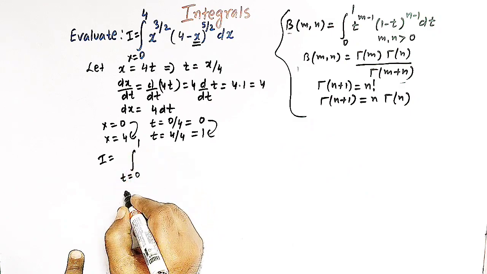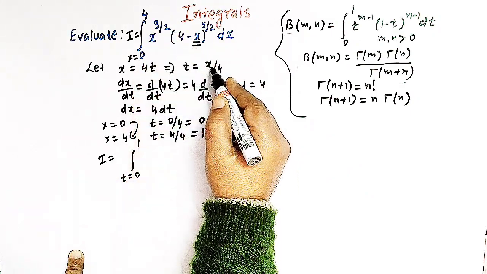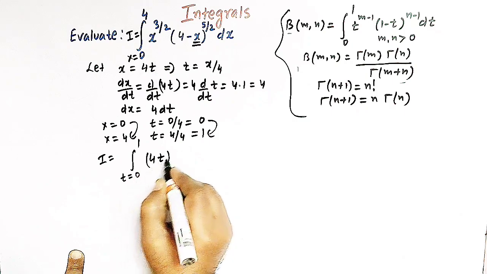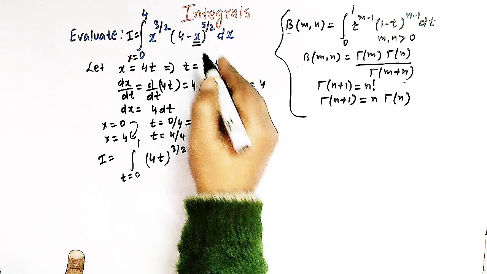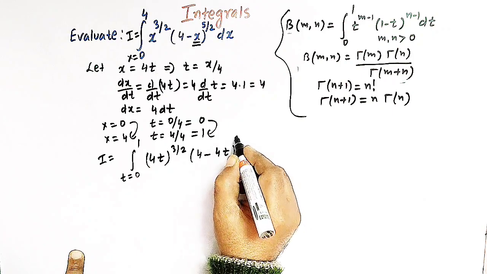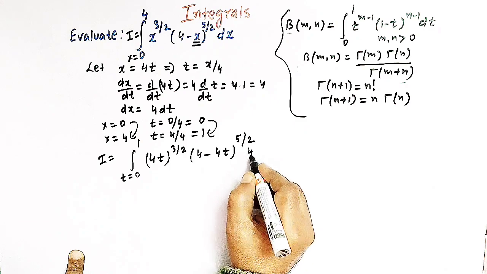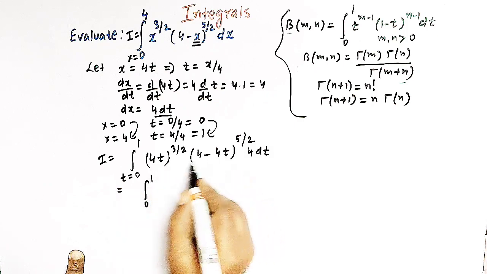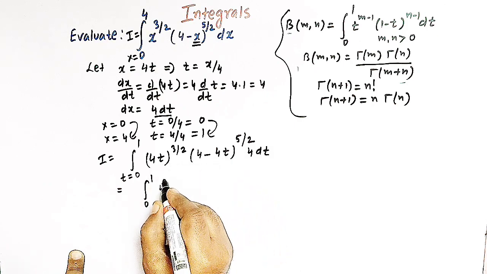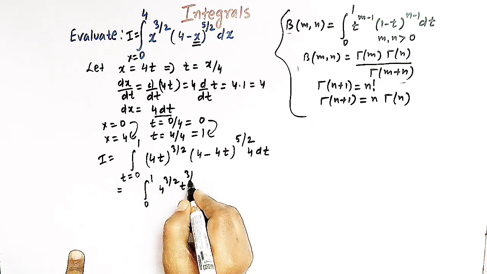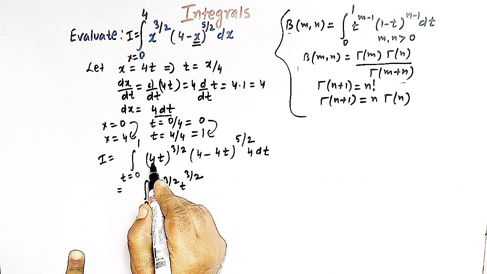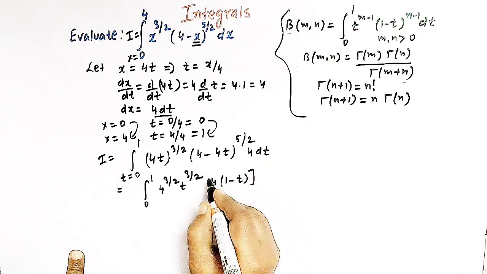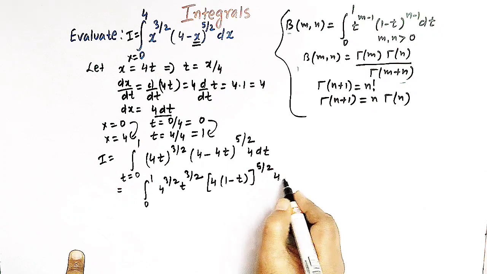So we have here 0, here we have 1, and x raised to 3 by 2. x is given by 4t, so we can write 4t raised to 3 by 2. Then 4 minus x is 4 minus 4t, raised to 5 over 2, and dx is given by 4 times dt. Now let us simplify this integrand. We have 4 raised to 3 by 2 and t raised to 3 by 2, distributing this power to 4 and t, and here we can take 4 common, so we have 4 times 1 minus t raised to 5 over 2, and 4 dt.